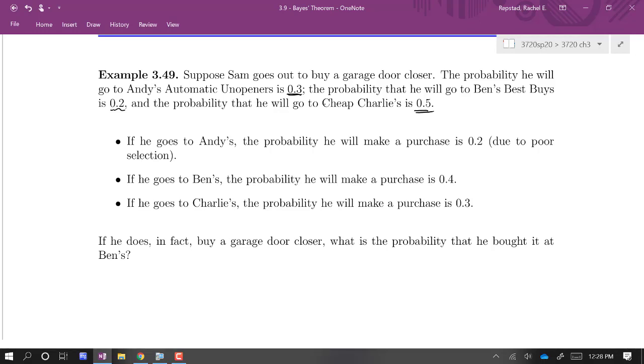And if he goes to Andy's, we have these different probabilities. If he goes to Andy's, there's a 0.2 probability that he'll make a purchase. Maybe Andy's has crappy doors. If he goes to Ben's, the probability he makes a purchase is 0.4, and if he goes to Charlie's, the probability he makes a purchase is 0.3. So note the sequence of events. If Sam's getting ready to leave, to walk out of his house, the first thing he's going to do is decide which place to go to.